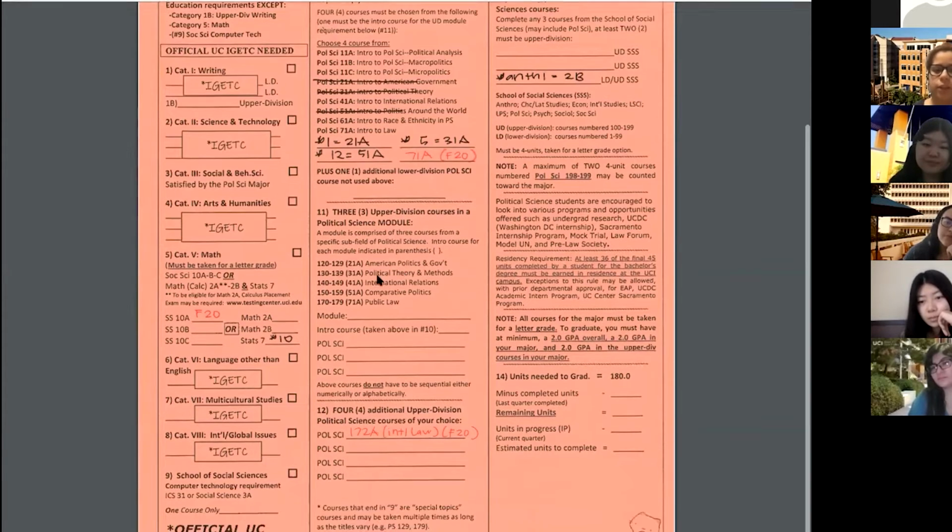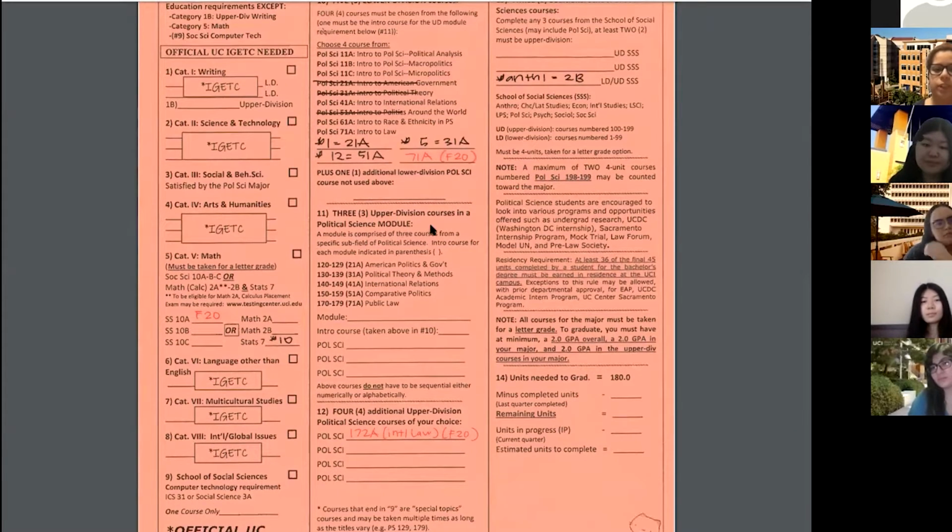And then moving down here, you see the three upper division courses and the political science module. It's explained in detail here how you would go about that. So you would see the modules, you would choose one, and then you would choose courses pertaining to that module. And then you would go down to number 12 in the middle here. You would take four additional upper division political science courses of your choice.